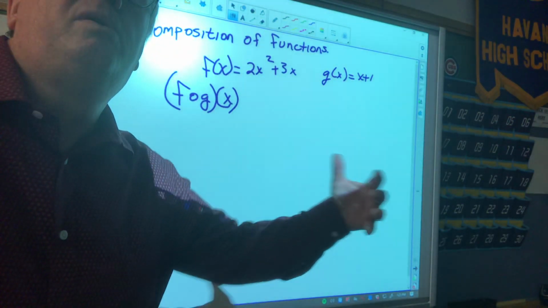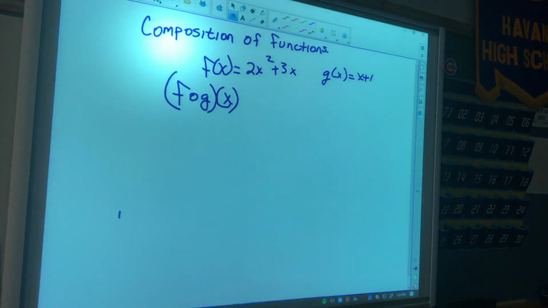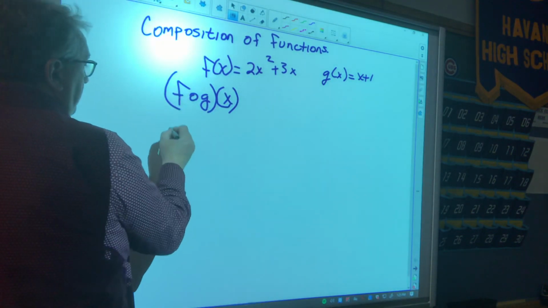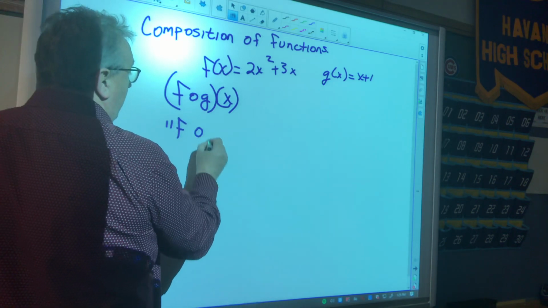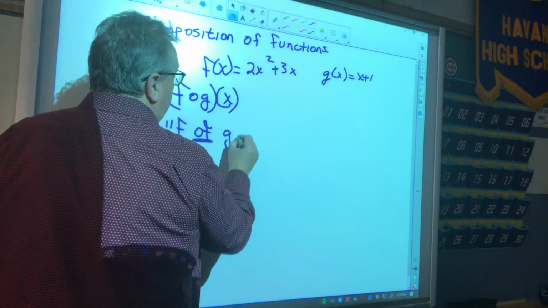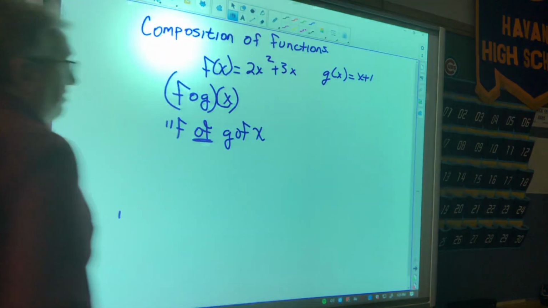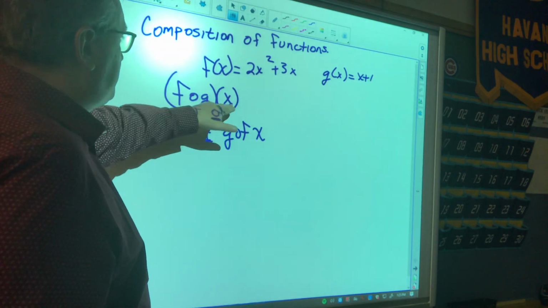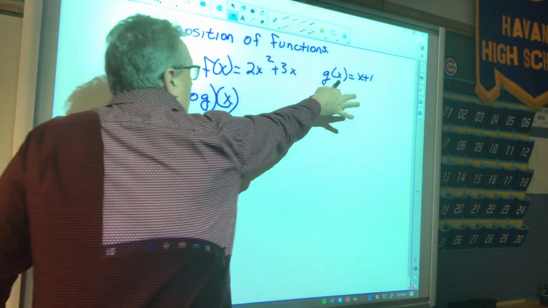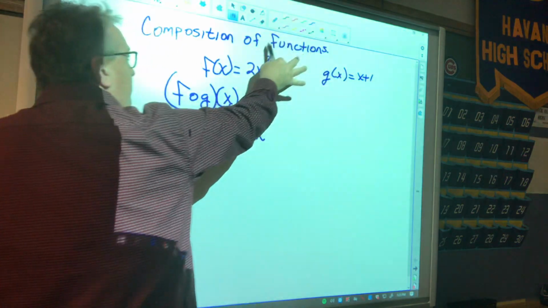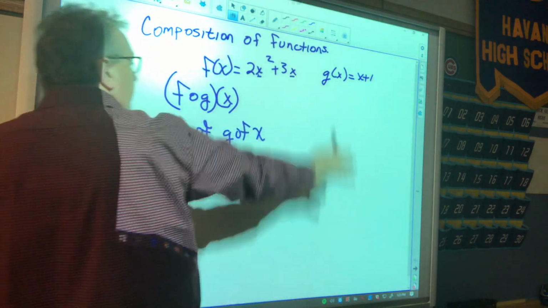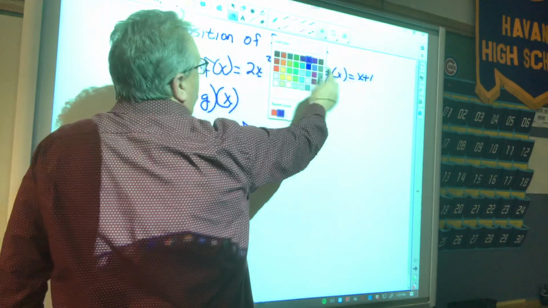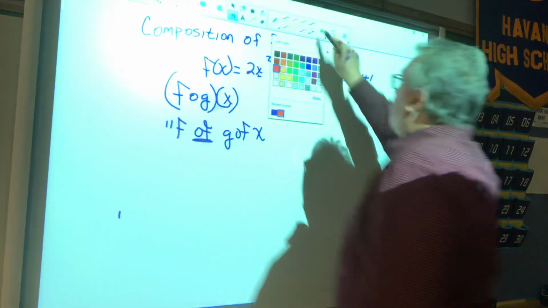Let me tell you what this looks like. This means f of g of x. So what it means is we're going to take g of x, which is right here, and we're going to substitute it into f of x wherever we have the x variable. Let's take a look and see what that looks like.